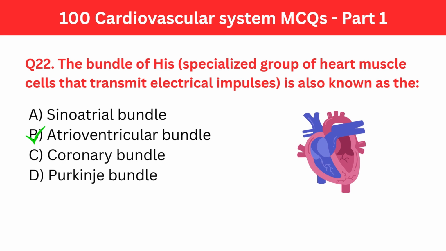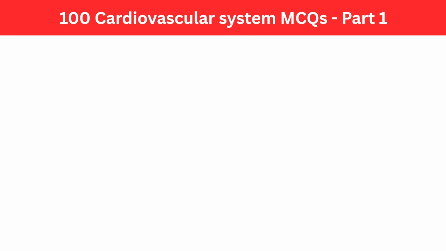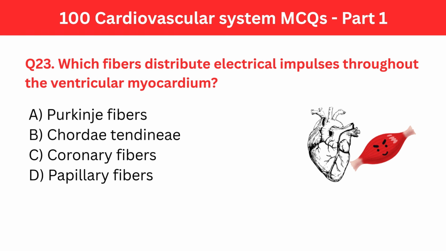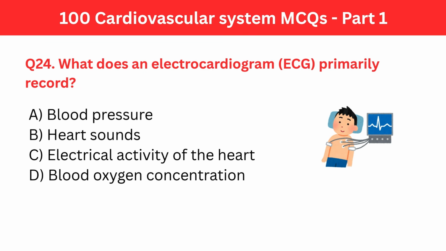The right option is B. Atrioventricular bundle. Question 23. Which fibers distribute electrical impulses throughout the ventricular myocardium? The right option is A. Purkinje fibers. Question 24. What does an electrocardiogram, or ECG, primarily record?